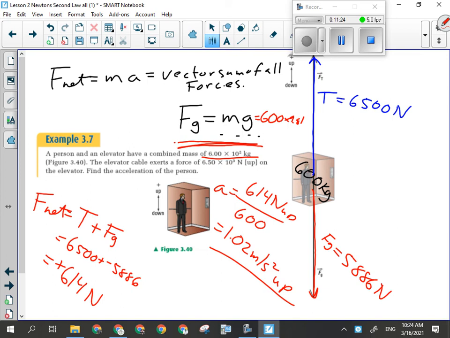All right, so the elevator questions make sense? You got a force up, maybe you have more than one force up, you got a force down. And that force down is always going to be gravity, right? It's the weight. Force down is always your weight.